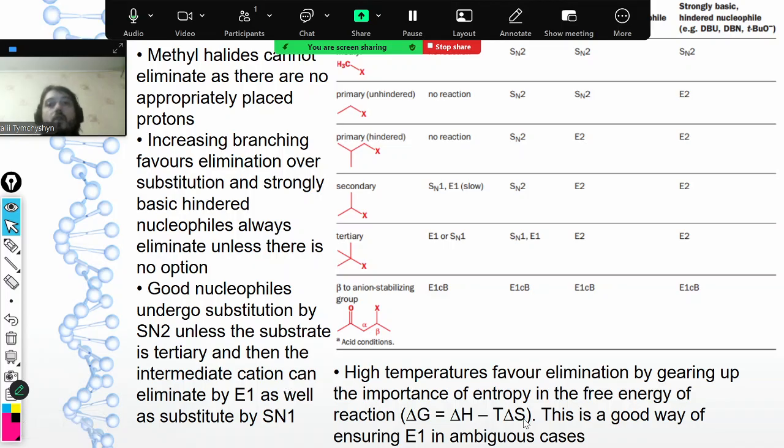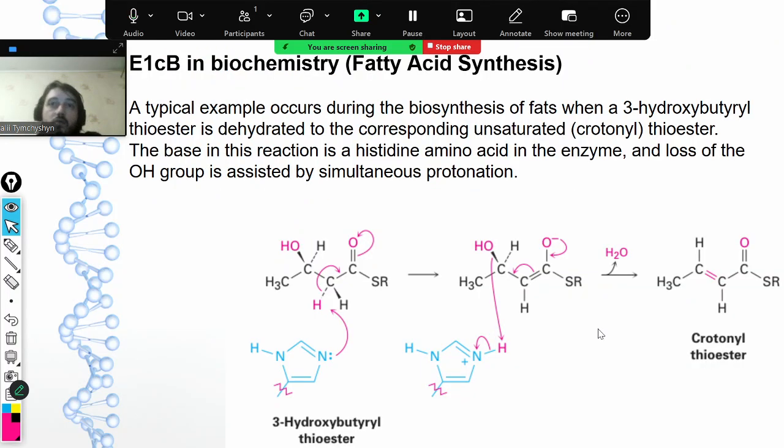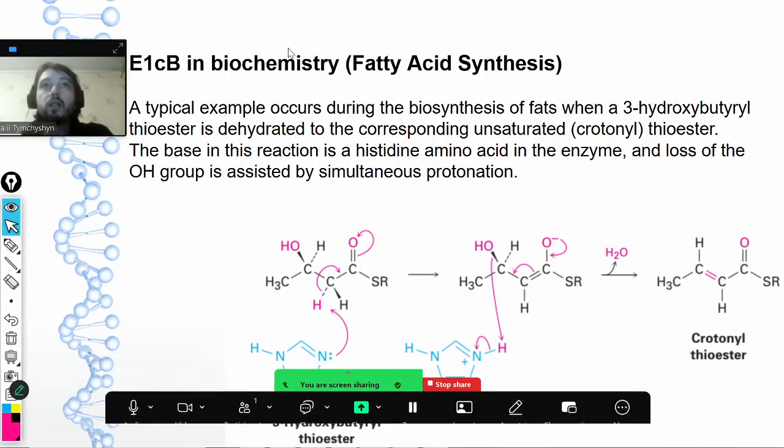And one more point not shown in this table: high temperatures favor elimination by gearing up the importance of entropy in the free energy of the reaction. So this entropic term, T delta S, that's the way, and this is a good way of ensuring E1 in ambiguous cases. So you just get your temperature higher.